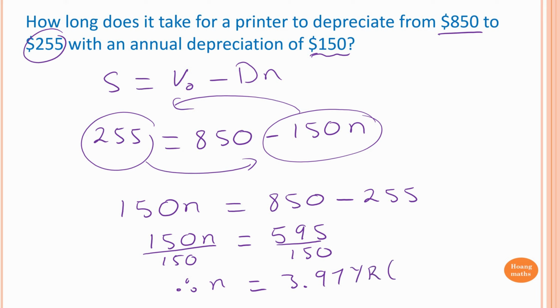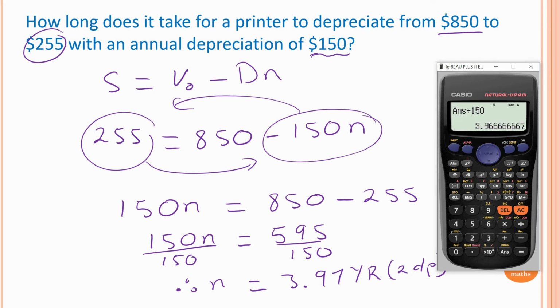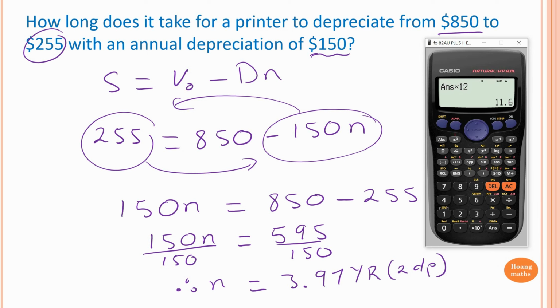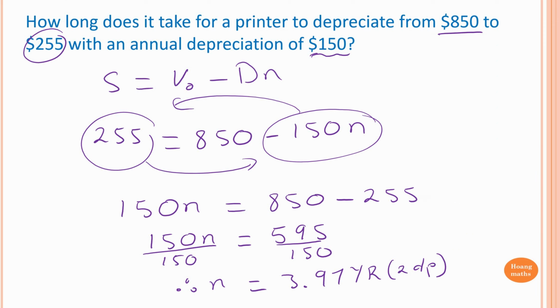Correct to 2 decimal places. Or you can just take away the 3 and then times the remainder by 12, so it converts to months. So you can write 3 years and 11.6 months. Or otherwise, just write 3.97 years.